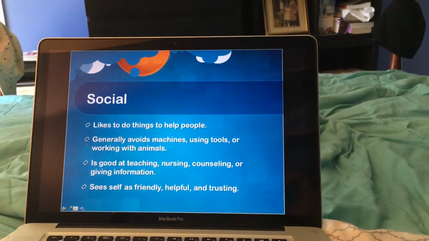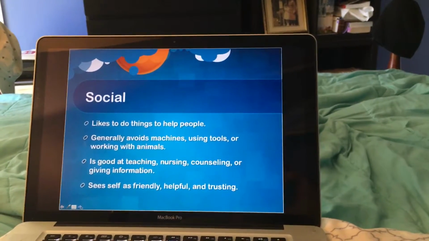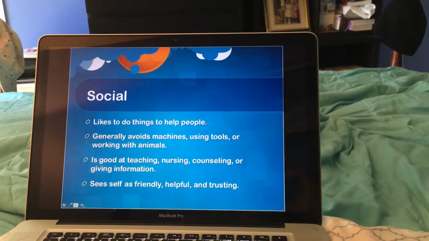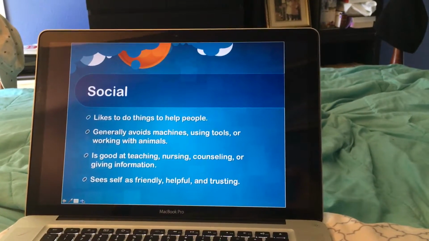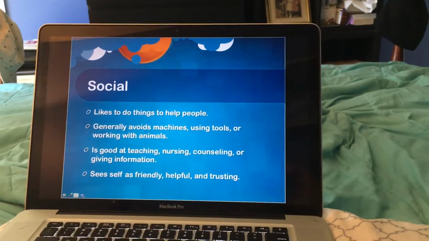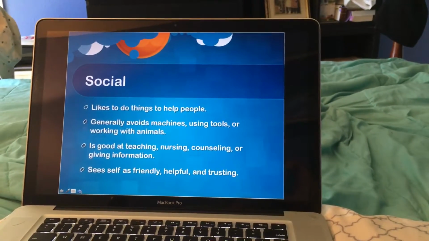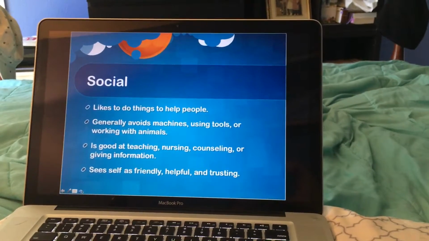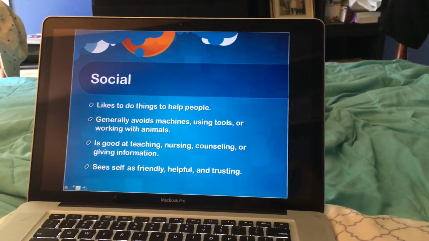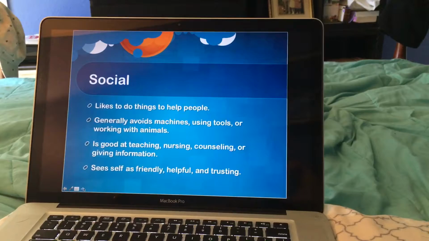Next, we have social, and these are individuals that like to do things with other people. They like to work with people. They usually don't like machines. They try to avoid those and using tools, and for some reason they don't like to work with animals. They're good at teaching and nursing, counseling, or giving information, and they see themselves as trustworthy, helpful, and friendly.